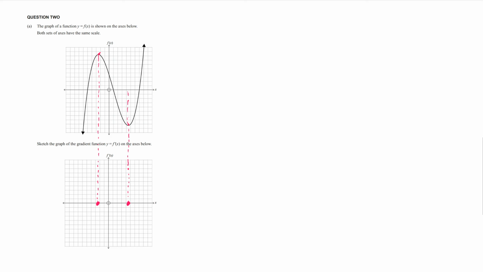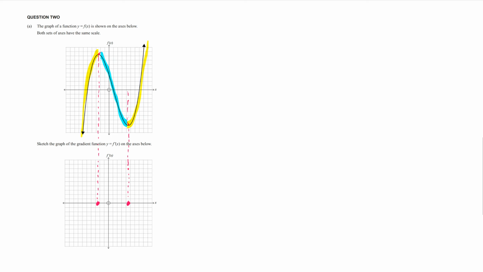Okay, that means the gradient function is going to cross the x-axis. That's what it means. Now, if you look at it, this is another way to do this as well. Right now, the cubic is positive here because it's increasing, and it's positive here because it's increasing, and it's negative after the turning point and up to that other turning point there. So that means we are going to get something like this.